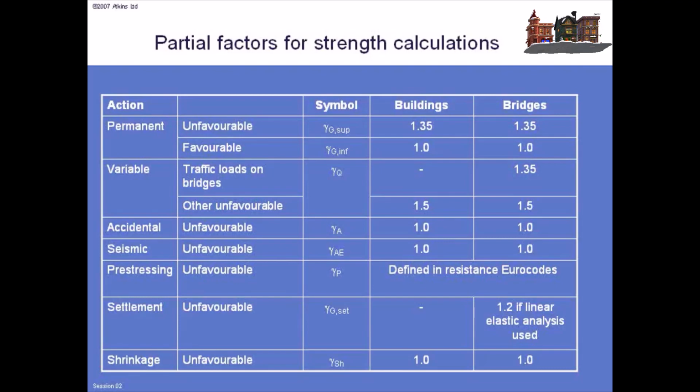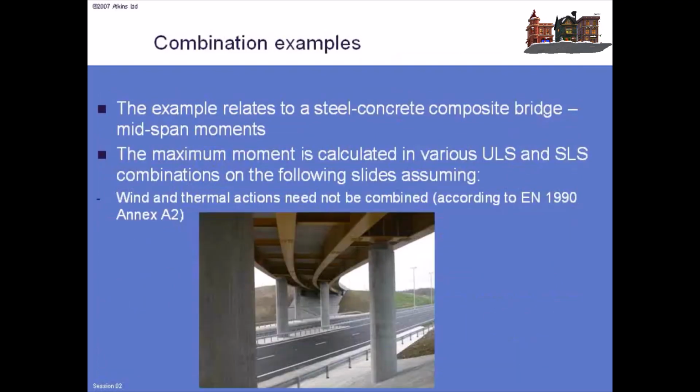So what we finish with here is just a quick example of how it actually works in practice. This is a typical steel composite bridge. Steel composite was chosen for lots of actions to combine together. And the purpose is just to determine the maximum bending moment at some point in the span.